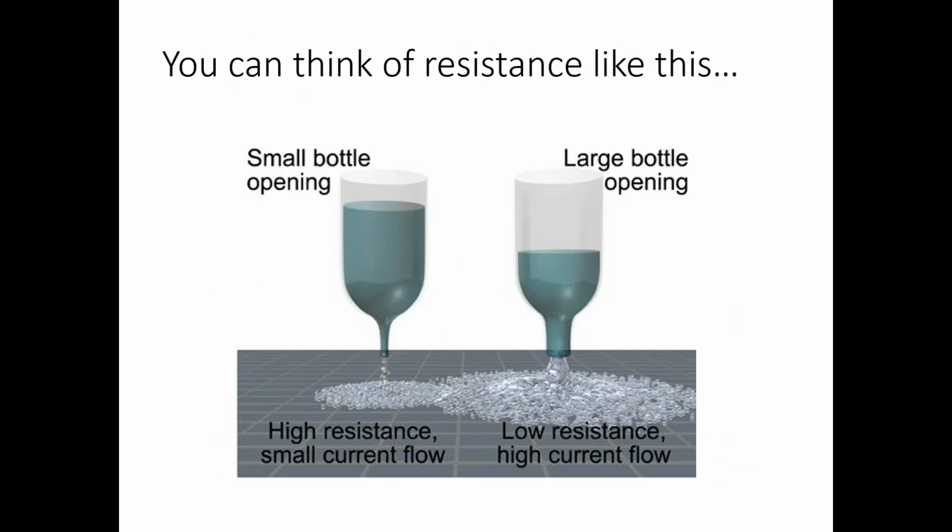You can think of resistance like this. We've got two bottles here. One has a small opening and one has a large opening. The one with the small opening on the left has a high resistance and a very small current flow. That would be like a very slow current of electricity going through. This larger bottle has low resistance, so it's got a high current flow. The current is going very fast.